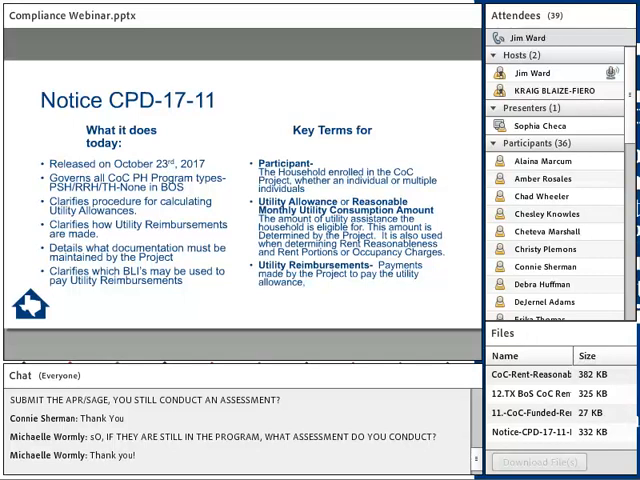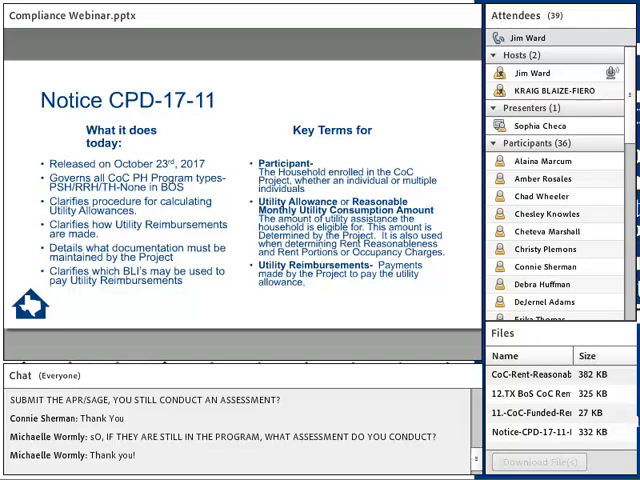So this notice actually clarifies the procedures for calculating utility allowances for all of those project types. It also clarifies how utility reimbursements are made, what documentation must be maintained by the project, and which budget line items may be used to pay utility reimbursements.